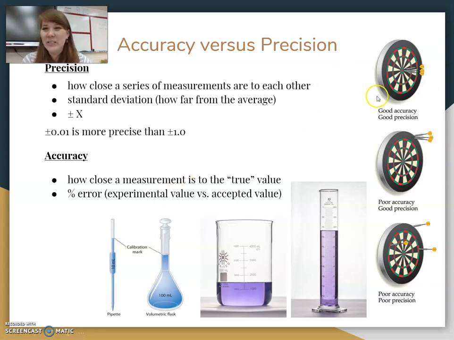So we always like to use these dartboards as examples of accuracy and precision. The first one is showing good accuracy because it's on the bullseye, and good precision because all three of these darts are in the same location. The second one is not accurate because it's not on the bullseye, but it is precise because they're all grouped together. And then this last one is not accurate or precise.